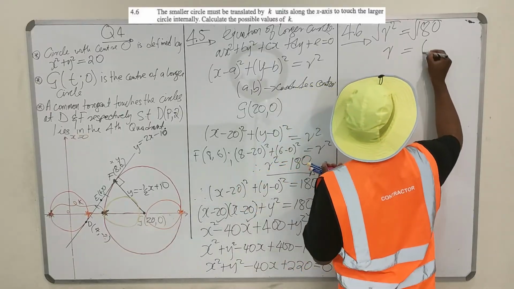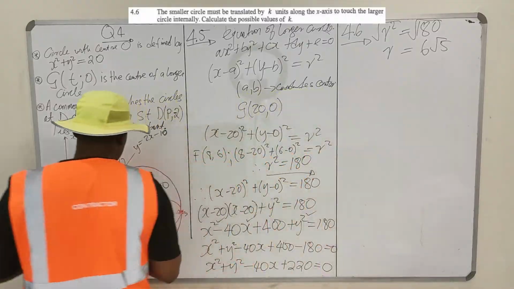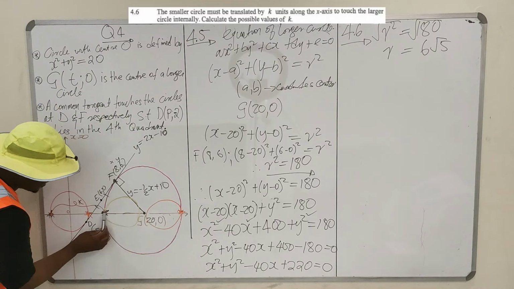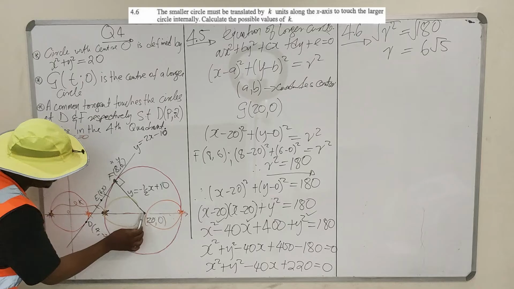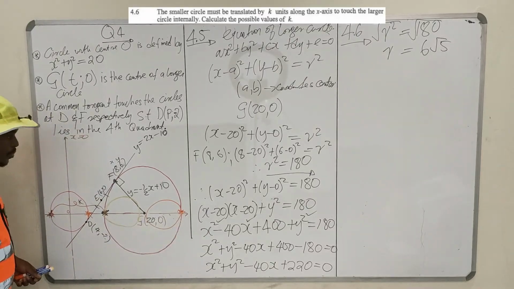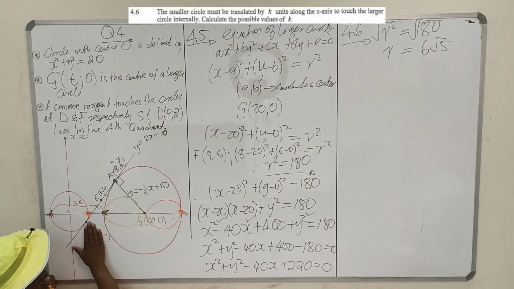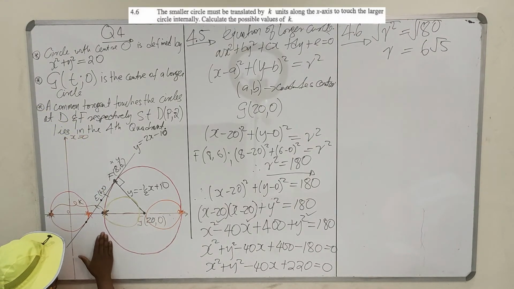Is 6 root 5. Which means the distance from here to here is 6 root 5. From here to here, 6 root 5. From here to there, 6 root 5. Right? No problem. So I'm going to clean this because I won't need them this much.